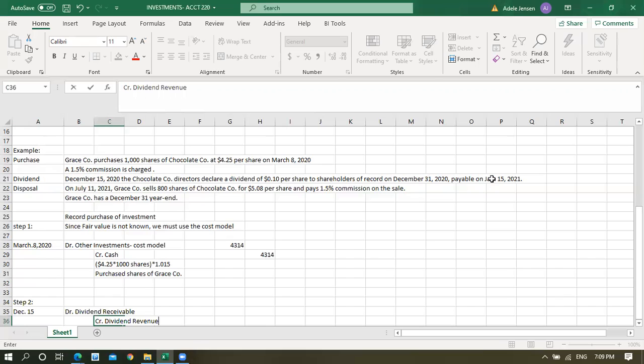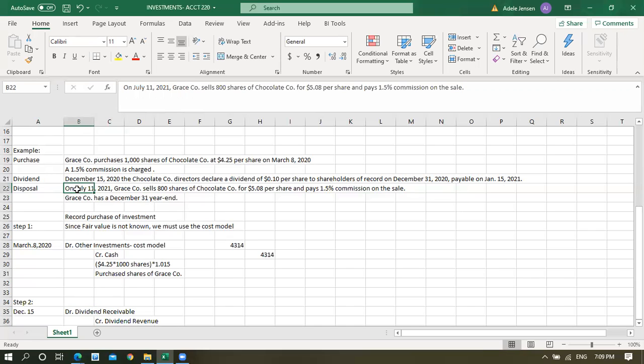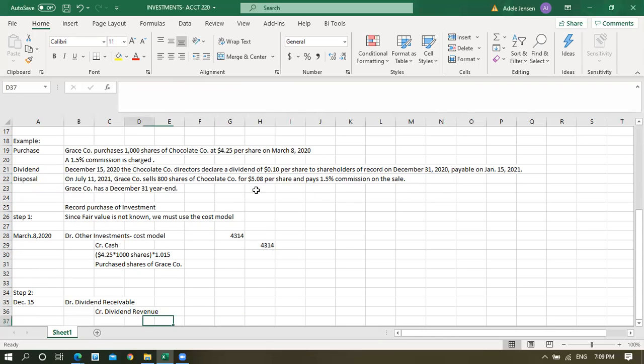Okay, so because we know that we'll have all of our 1,000 shares, we will receive a dividend on all of those shares. Now, if we had disposed of some of the shares prior to December 31st, then we wouldn't actually have all of those shares as shareholders of record on December 31st, and therefore our calculation would be different, and we wouldn't have to multiply it by the full 1,000 shares. We would only have to multiply by that remaining 200.